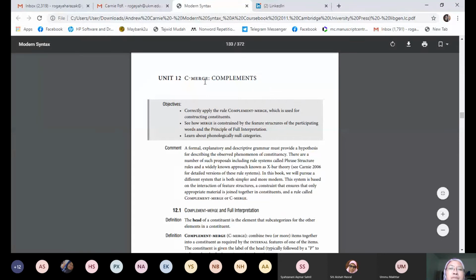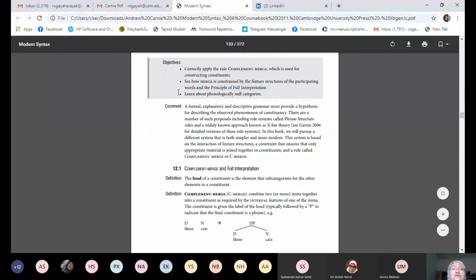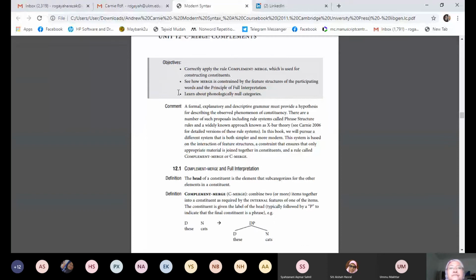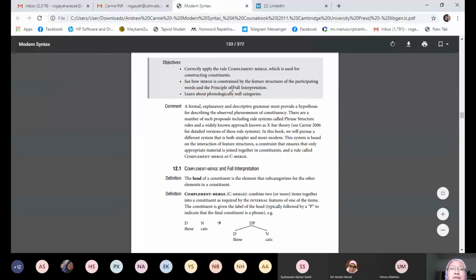So now we're going into C-merge, and C-merge is basically complement. C is complement. C-merge complements, complement merge. So we're going to talk about complement merge and then see how it's constrained by the feature structures of the participating words and the principle of full interpretation. Learn about phonologically null categories.